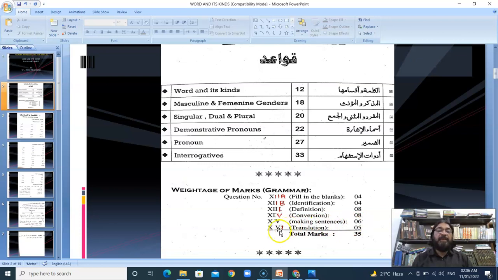Then after, the last bit, English sentences will be given. There will be no choice. 5 sentences will be given among all these grammar parts. So for that, you will get 5 marks. So altogether from the grammar section, you are going to get 35 marks.